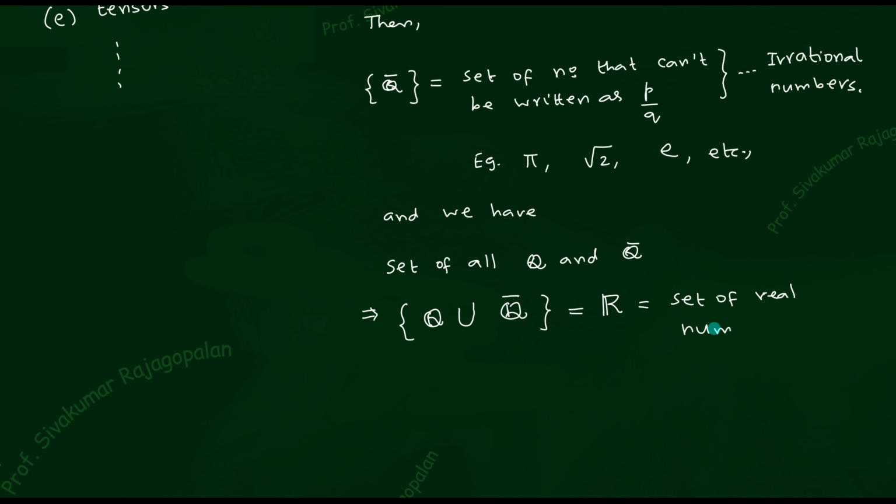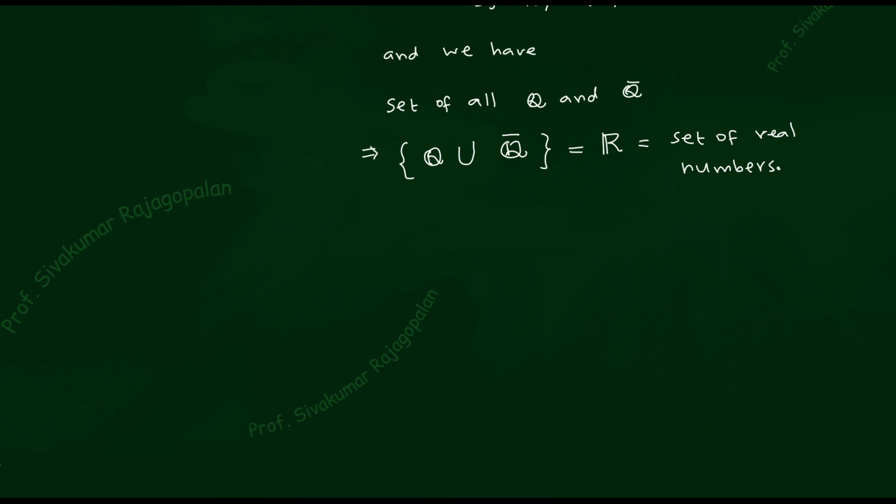Once again, remember, the capital R has a double line. That is the standard way to write it down. And the capital R is very important. Frequently we will use it. Capital R is the set of all real numbers.